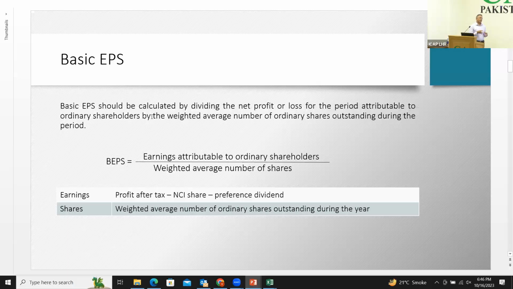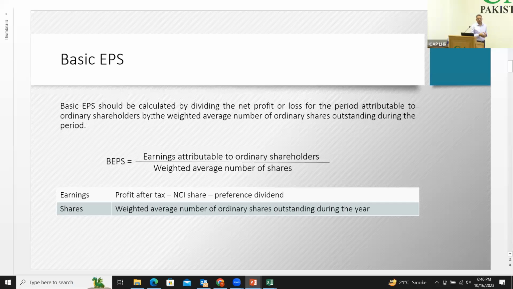Otherwise, if these are bonus shares, or you can say rights shares, or a consolidation of shares, or a split of shares, in that case the new shares issued or the change in the number of shares is not based on the market value. Then these types of transactions will not only affect the current year's weighted average number of shares, but also the comparative year's weighted average number of shares.